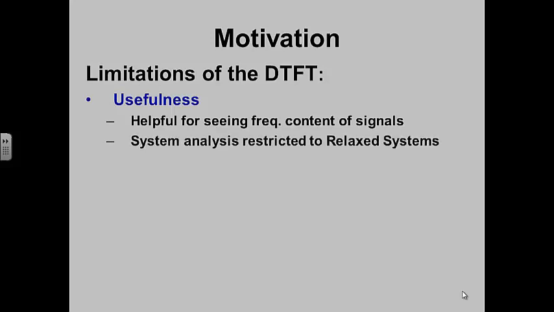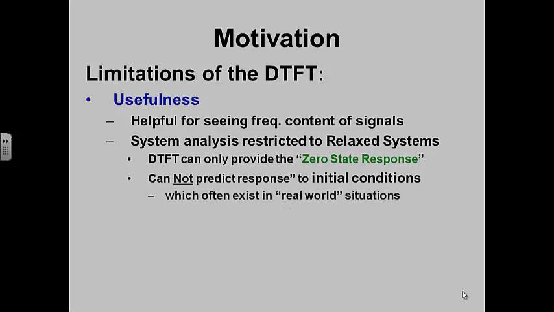For terms of system analysis, it only gives us a way to do convolution, which means I can only operate with relaxed systems. I don't have any way to find zero input responses. All I can do is find zero state response. So you give me some initial conditions and I can't work with them. I can't give you their contribution to the total system response. And there are a lot of real world situations where we'll have initial conditions and we have to work with them. We have initial charges on capacitors, we have magnetic fields already established around inductors.